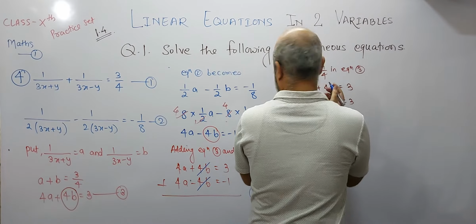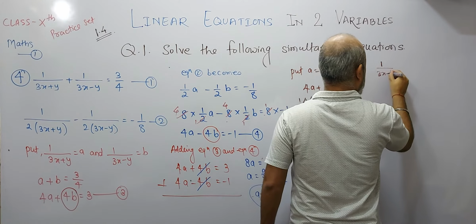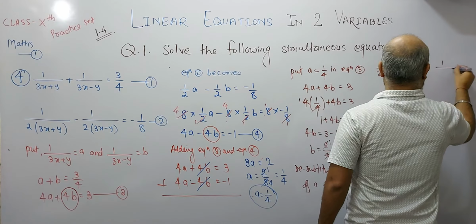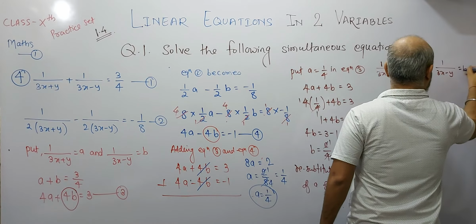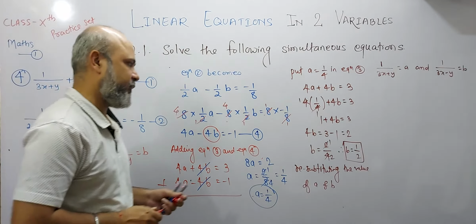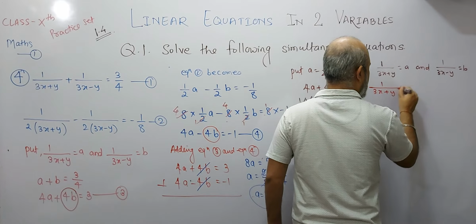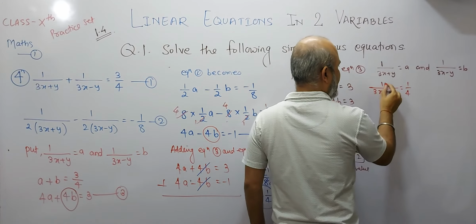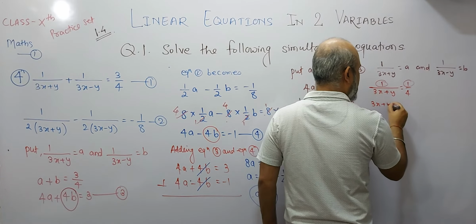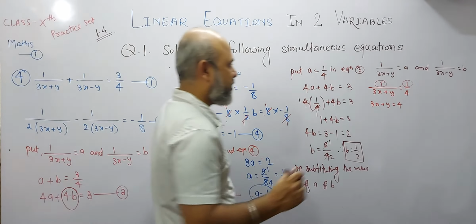So 1 upon 3x plus y is equal to a, and 1 upon 3x minus y is equal to b. Now put the values. What is a? 1 by 4, and what is b? 1 by 2. So I will write 1 upon 3x plus y is equal to 1 by 4. The numerator is the same on both sides, so the denominator will also be equal. So I will write 3x plus y is equal to 4. This will be equation number 5.